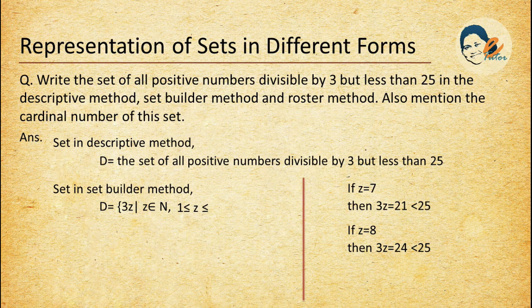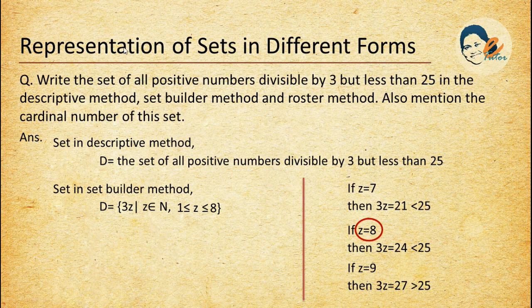Now the next number. If z equals 9, then 3z equals 3 into 9, 27. Now 27 is greater than 25. So the upper limit of z is 8. In this way we can complete the set builder form. That is, capital D equals 3z such that z belongs to N, z greater than or equal to 1 but less than or equal to 8.